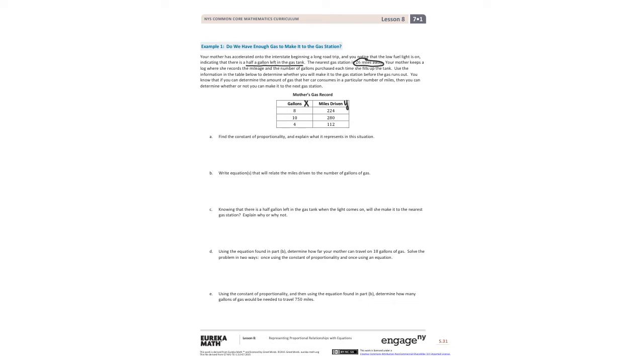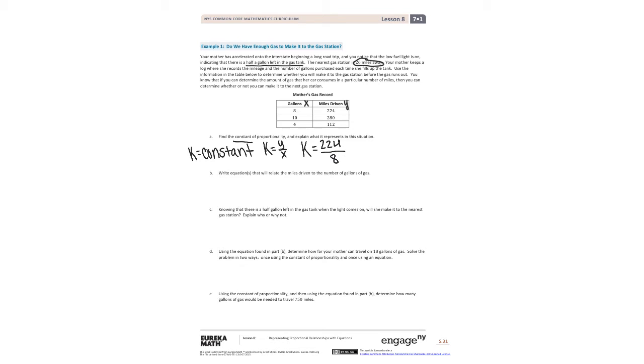So when we are trying to find a constant, we are going to label the variable for constant as k. So k equals constant. And on the last page, the reminder was telling us that our constant, k, equals y over x. So what we're going to do is take a value from our chart up here and find our constant. So let's use 8 and 224. So we have our constant equals our y, which is 224 over 8.